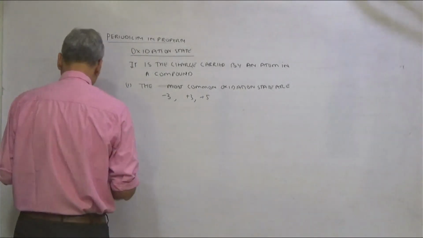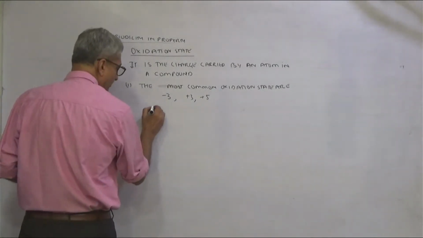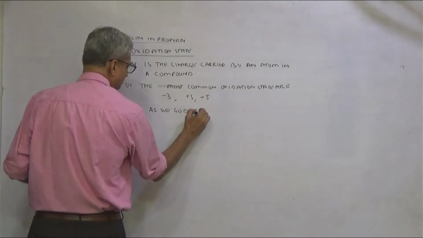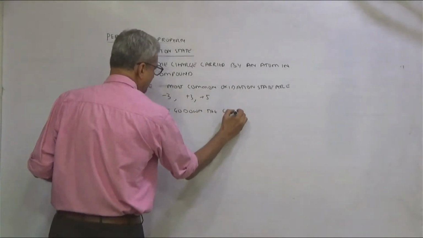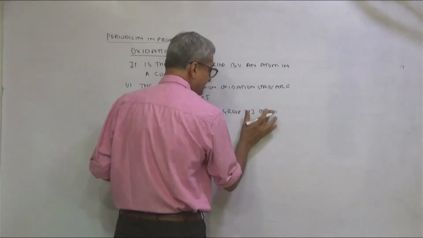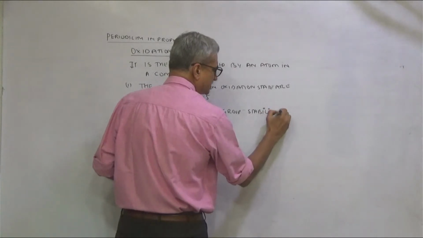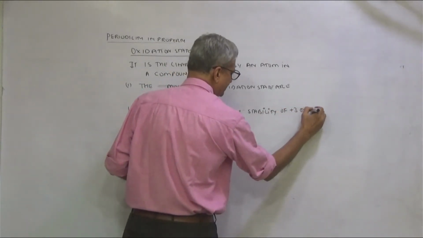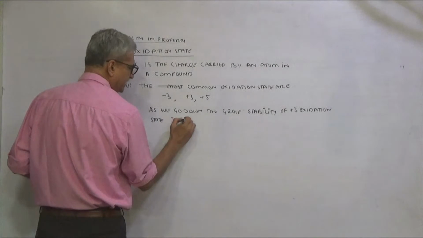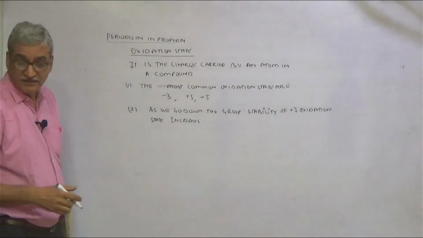But now, the second point: as we go down the group, what happens? The stability of +3 oxidation state increases, and that of +5 decreases automatically. Now, why? That's the question.